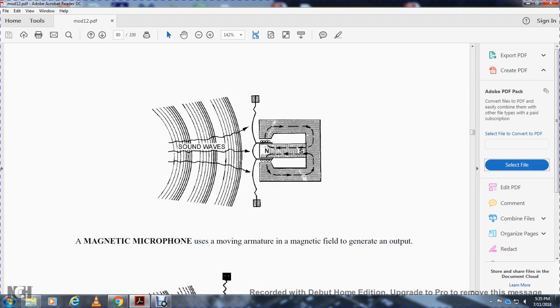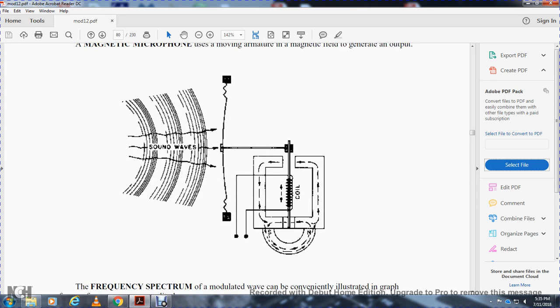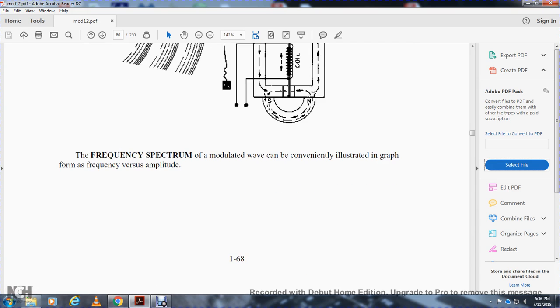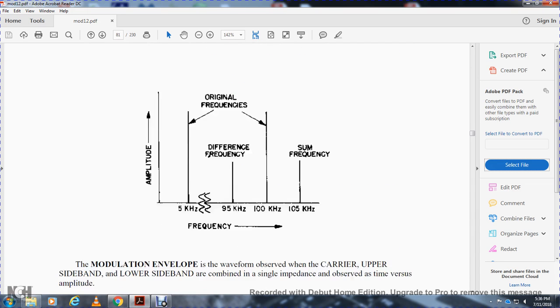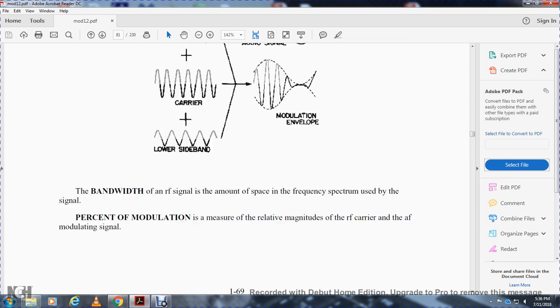The magnetic microphone uses a moving armature in a magnetic field to generate an output. The frequency spectrum of the modulated wave is conveniently illustrated with a graph of frequency versus amplitude. The modulation envelope is the waveform observed with the carrier, upper sideband and lower sideband combined in a single antenna, showing the original audio signal, carrier, modulation envelope, and lower sideband.